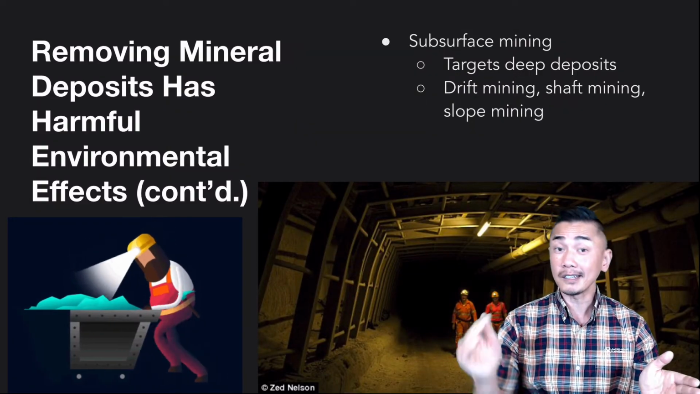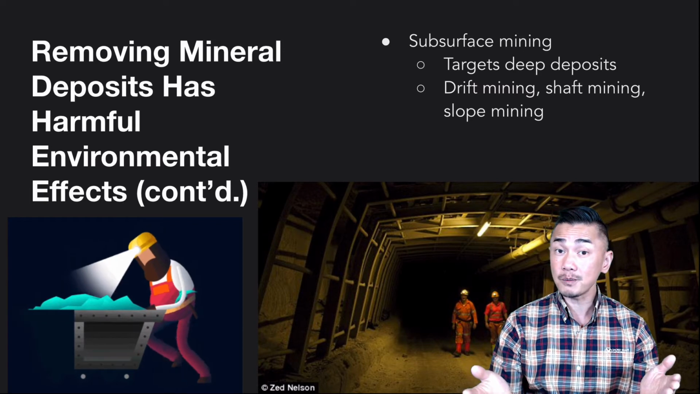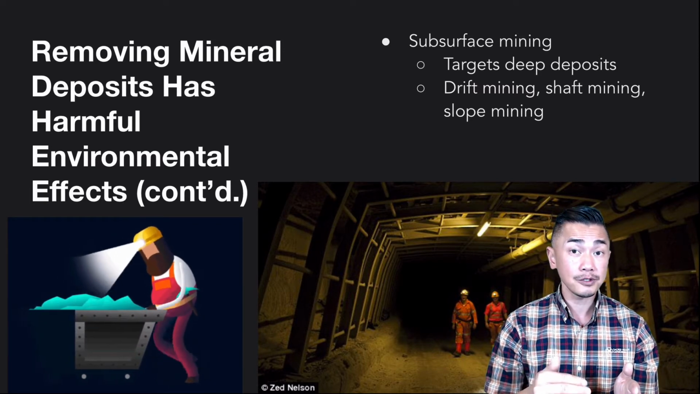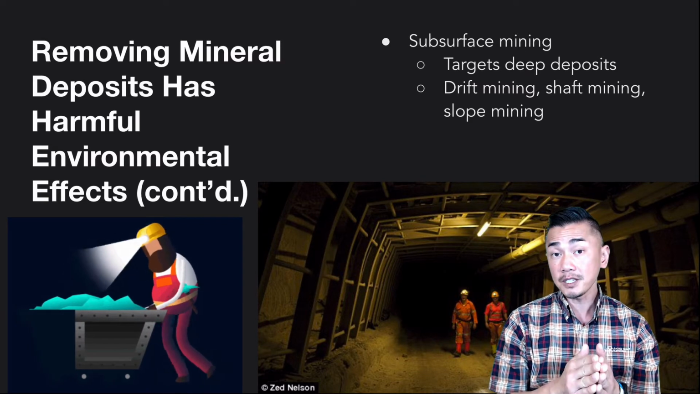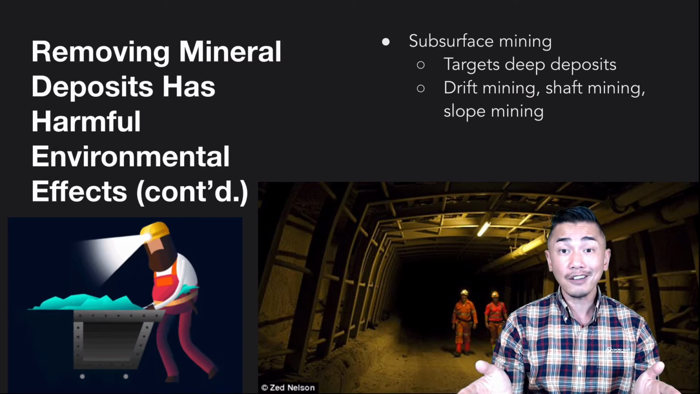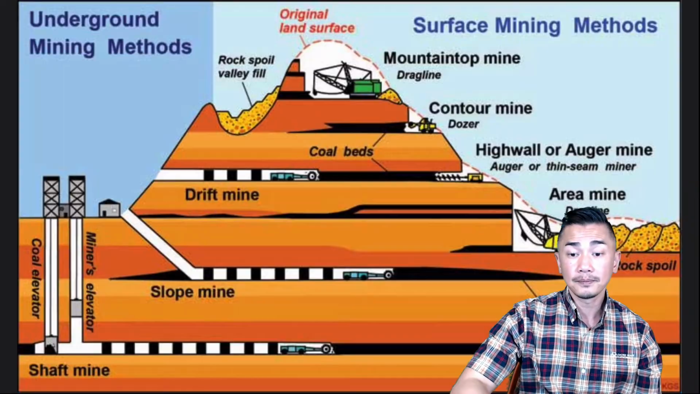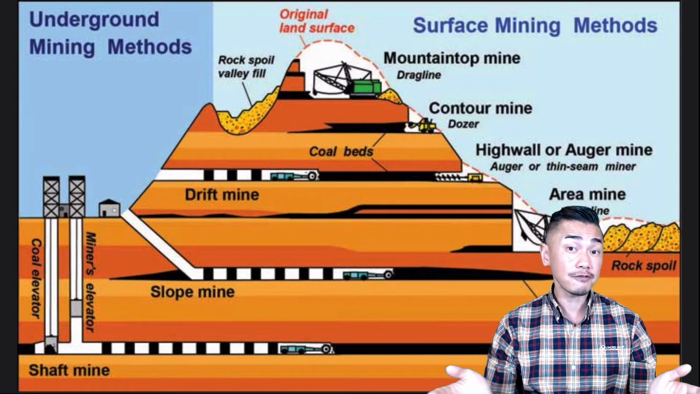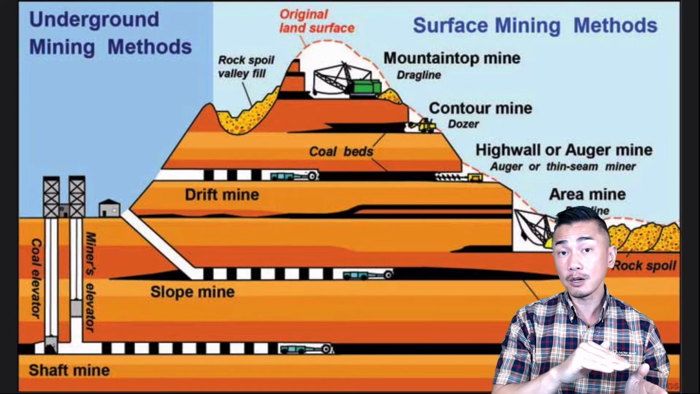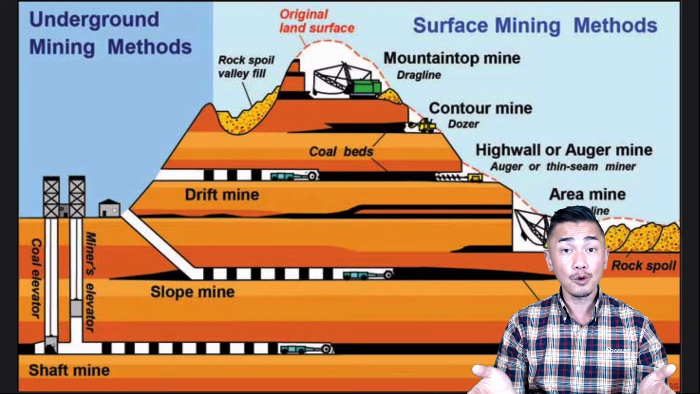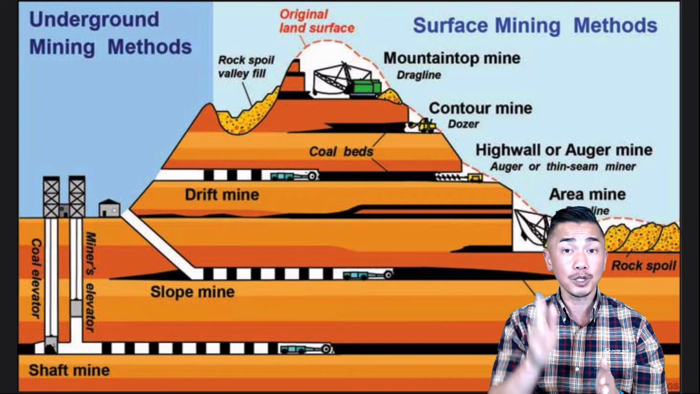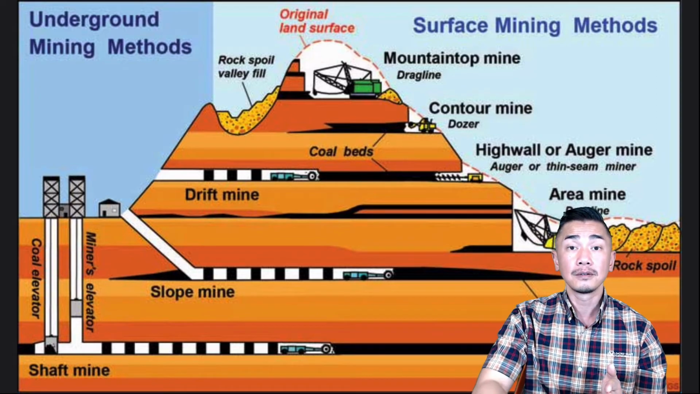If you take your mining underground, we call this subsurface mining. Subsurface mining aims to extract minerals from deep deposits. Specific examples of subsurface mining include drift mining, shaft mining, and slope mining. This diagram shows the different types of subsurface mining. There's drift mining, where you dig horizontally underground, slope mining, where you dig at an angle underground, and shaft mining, where you dig straight underground.